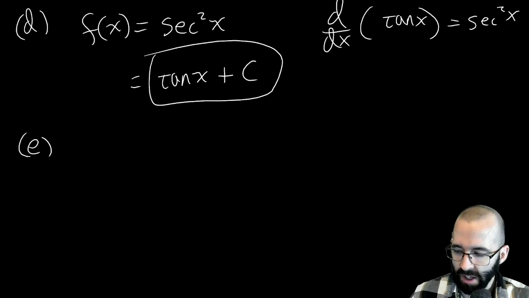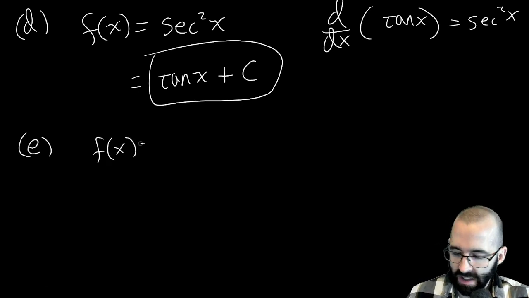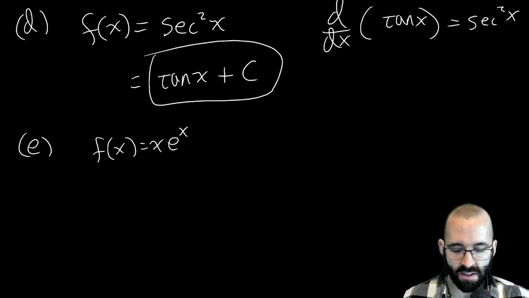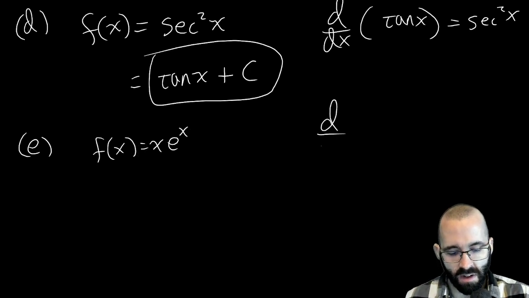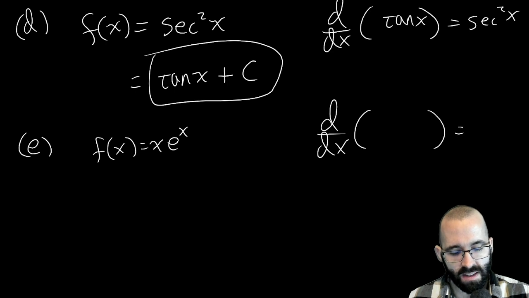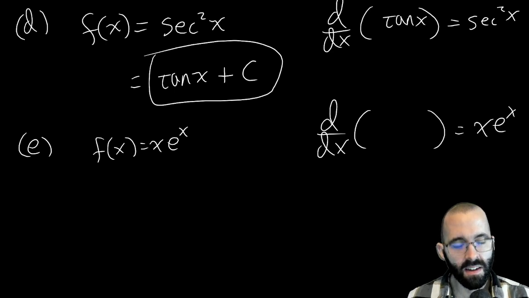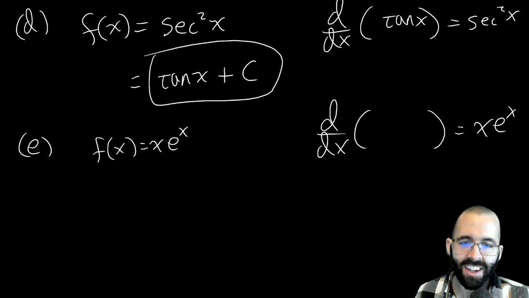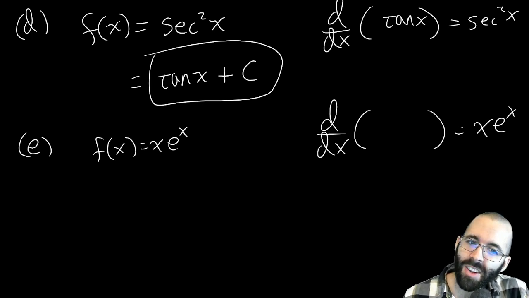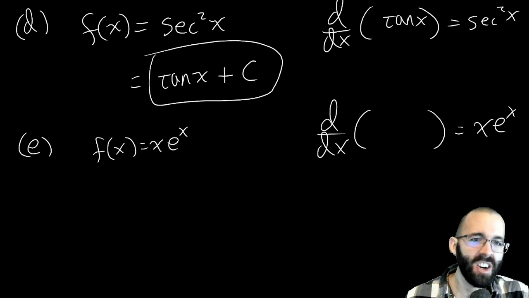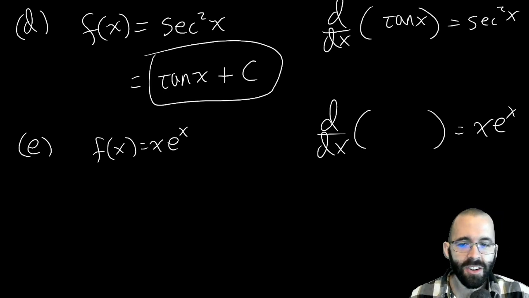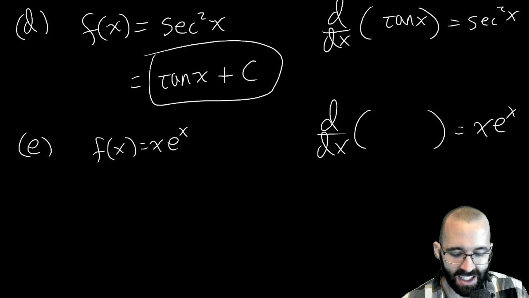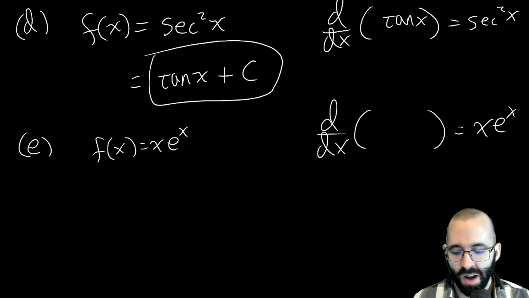All right, last problem of the video. F of x equals x e to the x. So the derivative of what is equal to x e to the x? And this is where things get fishy. For derivatives, we have the product rule. For integrals, there's no exact product rule, but there's something we'll use instead that we just honestly don't know yet. It's called integration by parts, and we haven't learned it yet. So we don't have tools to do this problem yet.